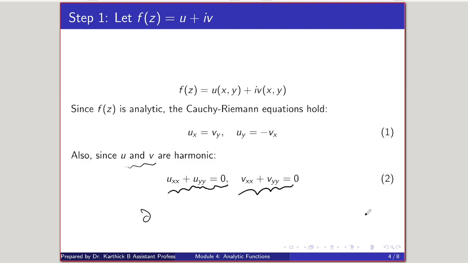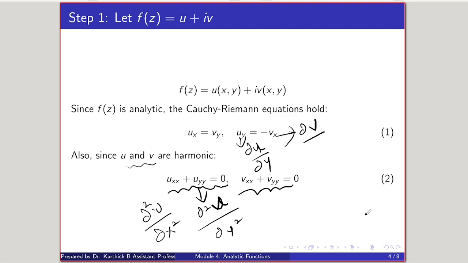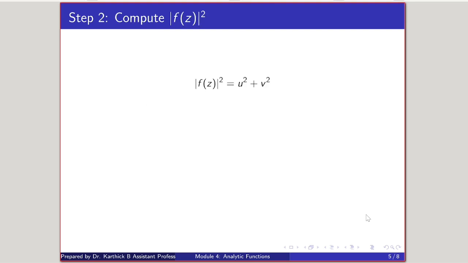Uxx means ∂²u/∂x², uyy means ∂²u/∂y², and the same for vxx and vyy. So uy represents ∂u/∂y, and vx represents ∂v/∂x. Okay, these are the assumptions.